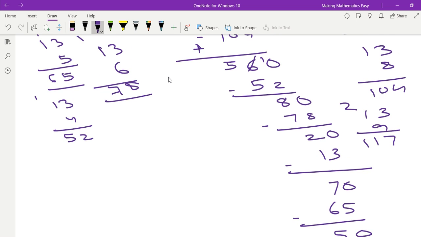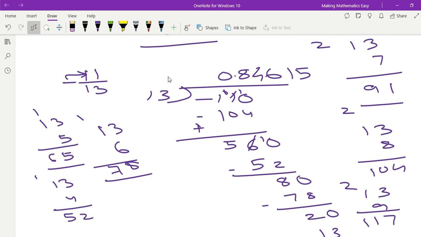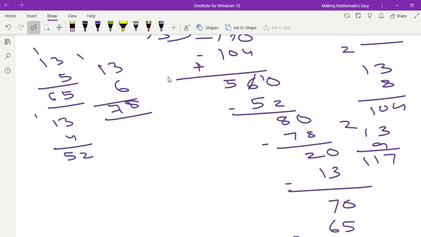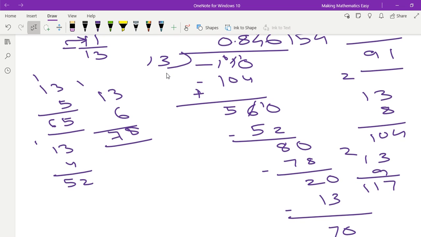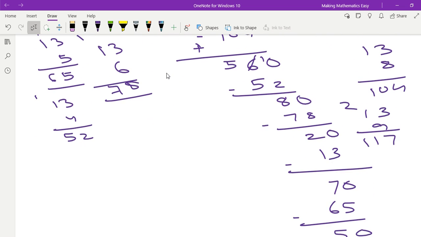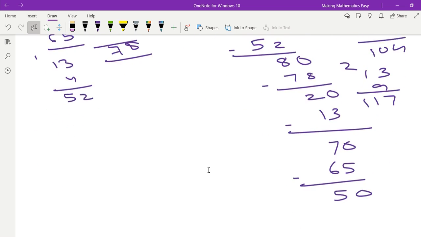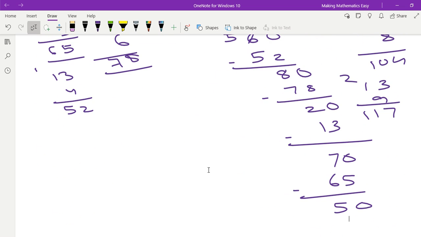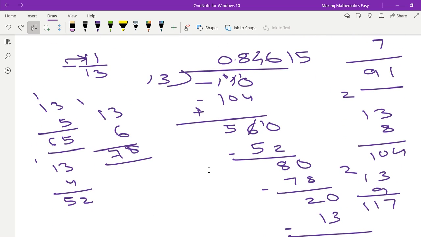Now let's see what is 4. 4 is 52, that's what is required. Now you can take 4 which is 52, sorry, no, we cannot take 4 because that is 52 and that is higher than 50, so we need something that is less than 50. So I'll just remove the 4.